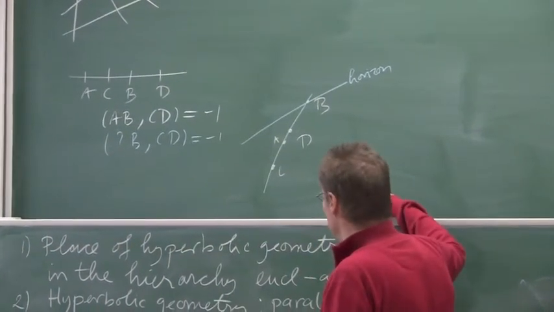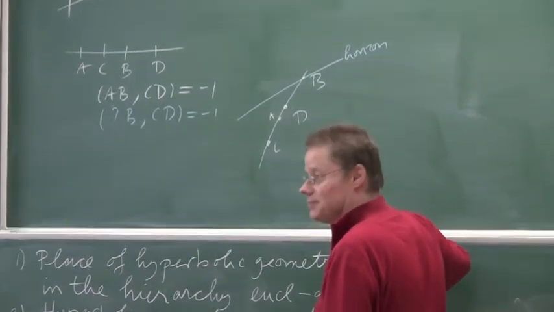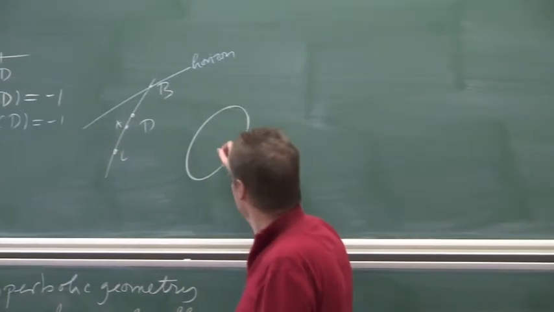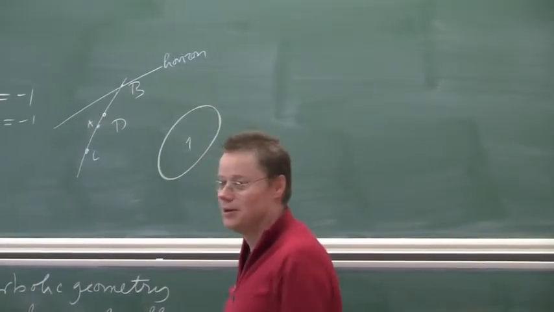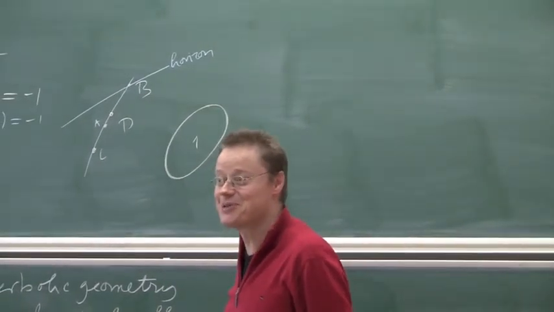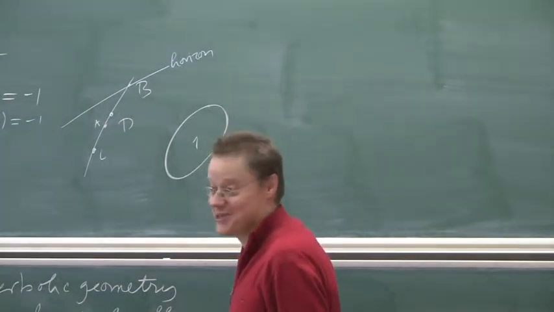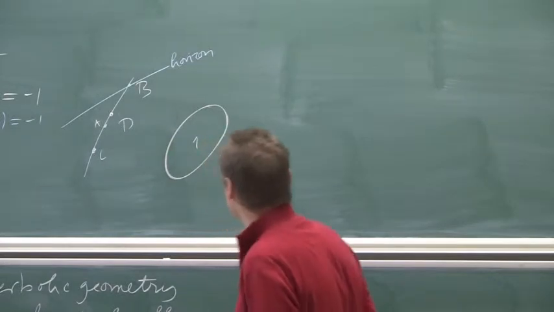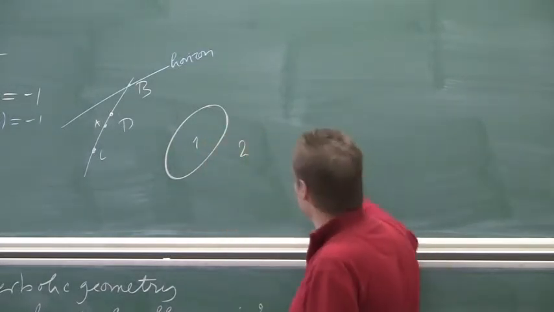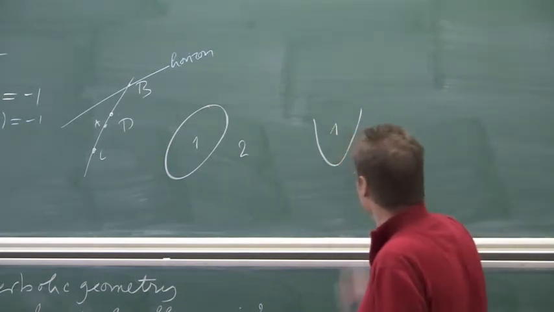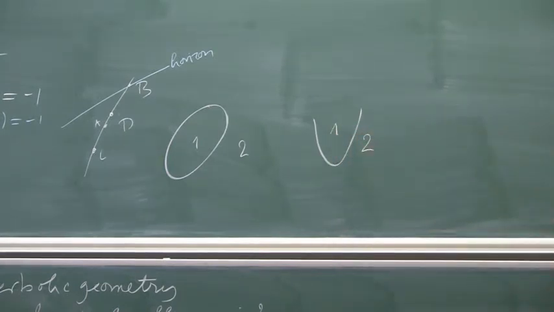So maybe we should look at interior, exterior. So start with a simple example. I have two components. Which component is the interior? Which component is the exterior? One is interior. Very good. Another example. I have a parabola. Which is the interior? Which is the exterior? Yeah, one is the interior.